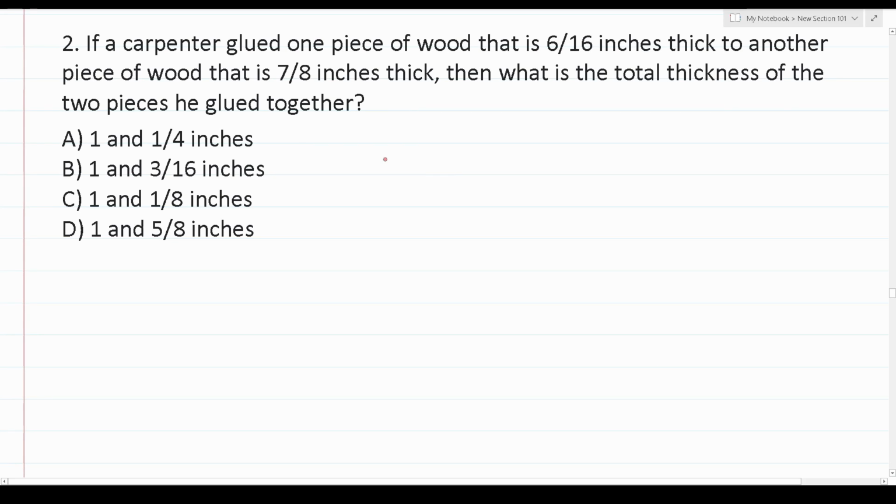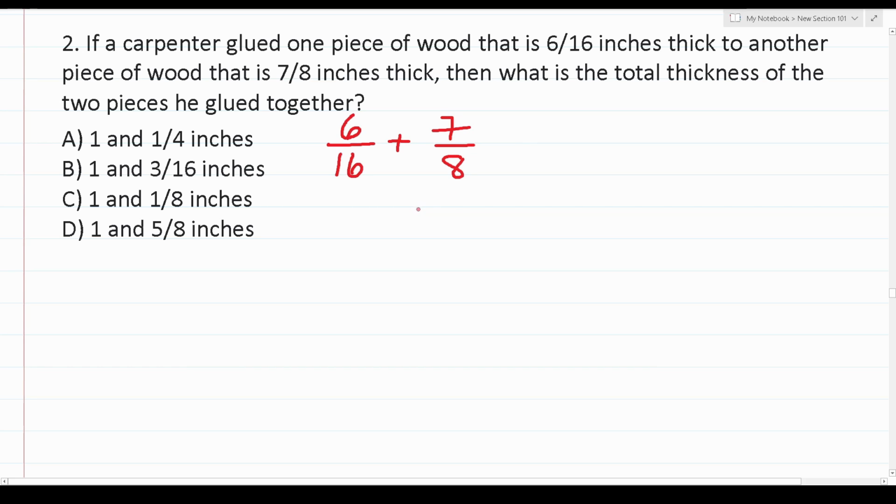Number 2 says, if a carpenter glued one piece of wood that is 6 over 16 inches thick to another piece of wood that is 7 over 8 inches thick, then what is the total thickness of the two pieces he glued together? All right, so it should be pretty obvious that we're just going to be adding these two fractions together. Notably, we're going to be adding 6 over 16 to 7 over 8.